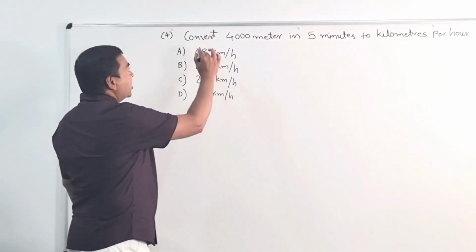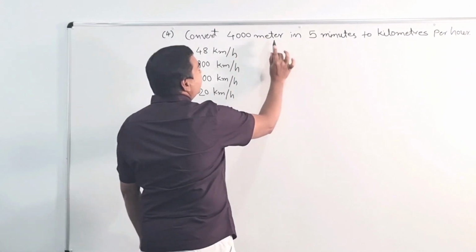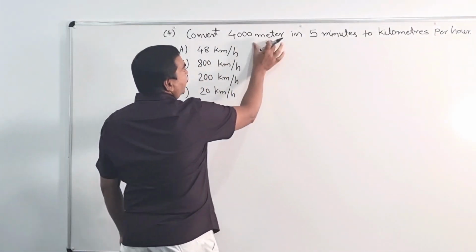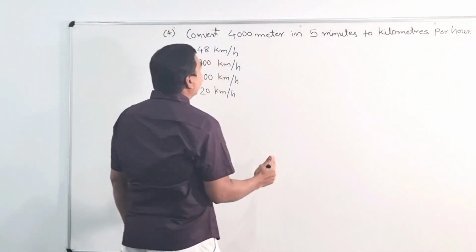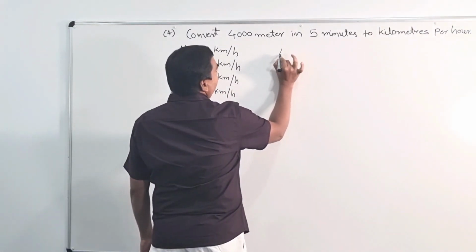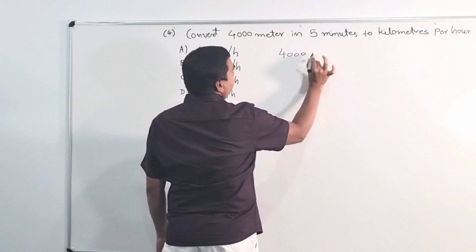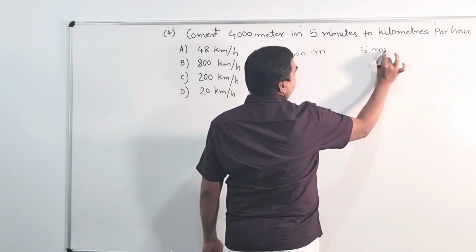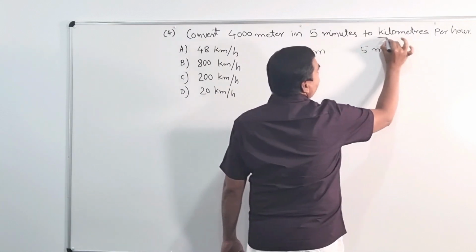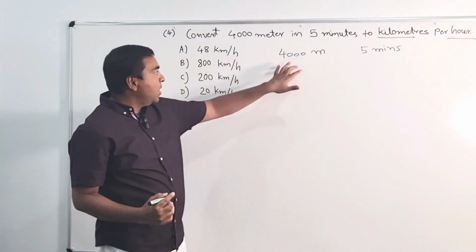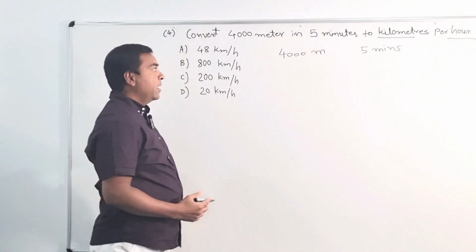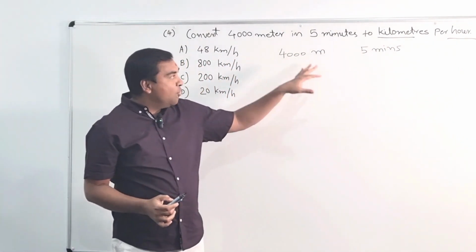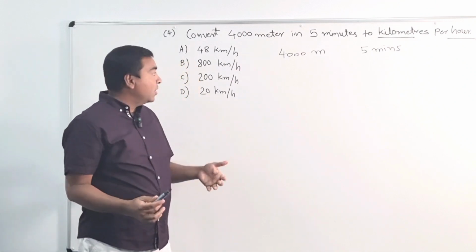Question 4. Convert 400 meter in 5 minutes to kilometers per hour. So I'm going to change that meter and minutes into kilometer per hour. So I'm just going to write down simply like this, let's say I got 4,000 meters and I got 5 minutes. I want it in kilometers per hour. So I'm going to change my meter into kilometer. I'm going to change my minutes into hour. And then I'm going to do kilometer divided by hour, and that's kilometer per hour. That will be my answer.